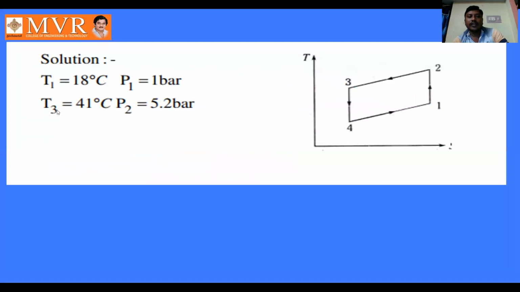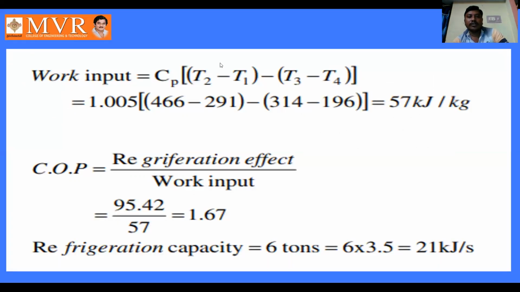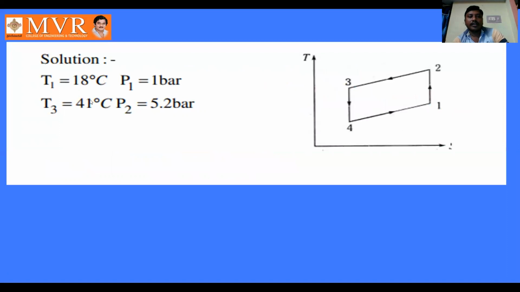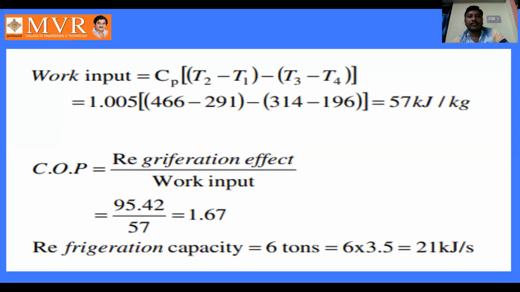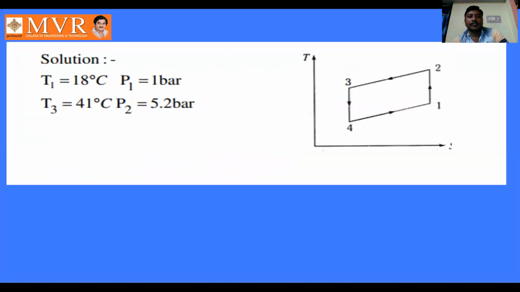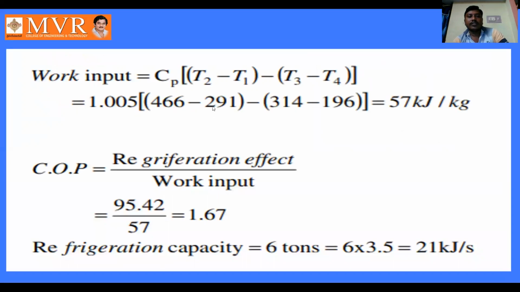By using these values, we can calculate the T2 value using the expression I have said, and we already know T1 is equal to 291, and the T3 value has already been given as 41 degrees Celsius. When we convert 41 degrees Celsius into Kelvin, we need to add 273, so 41 plus 273 is equal to T3, which is 314 Kelvin.